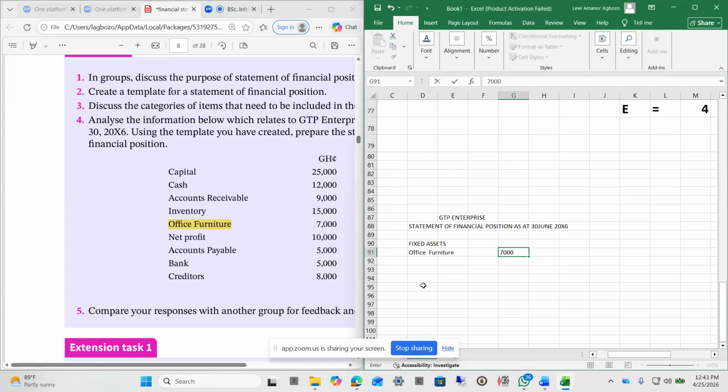Then you can look through and see whether you have another fixed asset. There's no other fixed asset. So we have our current asset. Our first current asset is what? Inventory. Inventory is the same as what? Stock. And the inventory is how much? Inventory is 15,000.